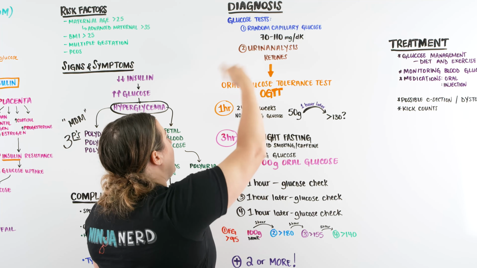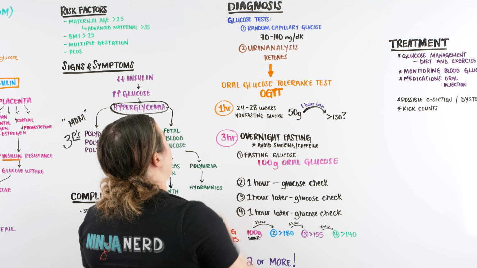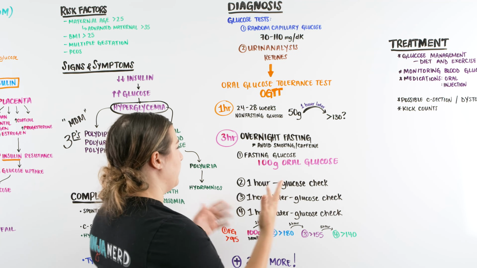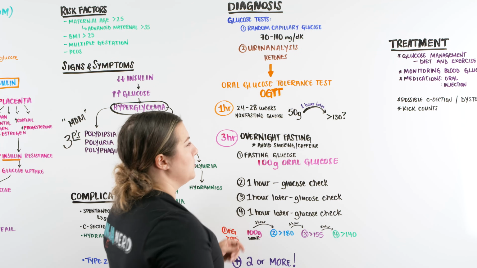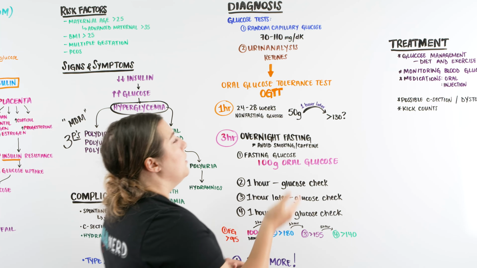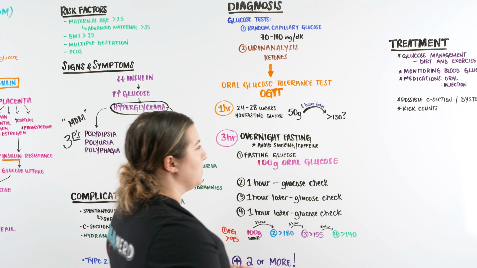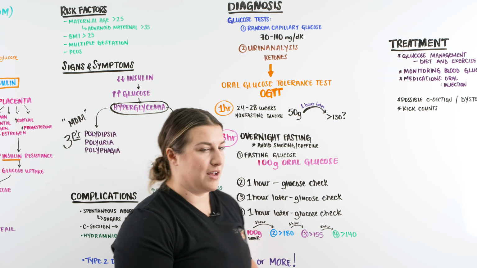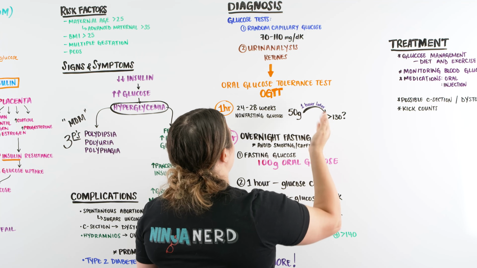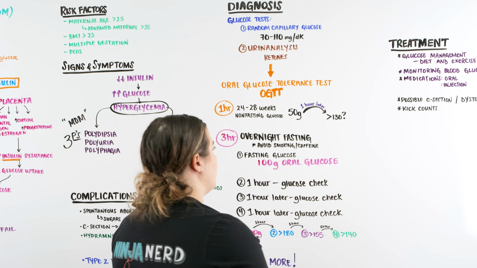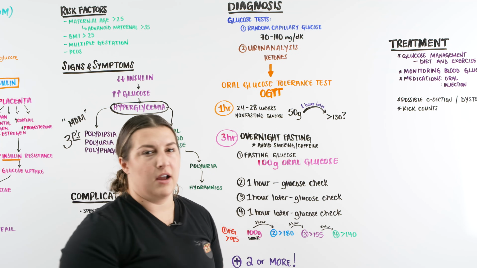So if you have some type of positive, you're going to go for this 1-hour glucose tolerance test. You're roughly around 24 to 28 weeks possibly. It's going to be a non-fasting glucose, so they're just going to check your sugar. You're going to drink 50 grams of the oral sugar solution. I hear it's not delicious. And then you're going to wait 1 hour, and they're going to check your sugar again. And if it's greater than 130 is what they consider a positive.